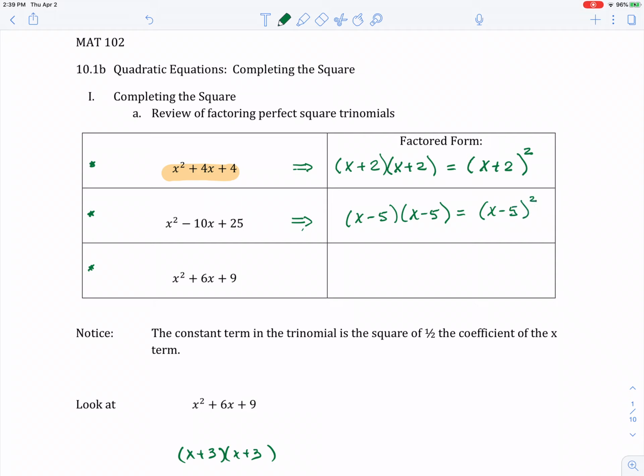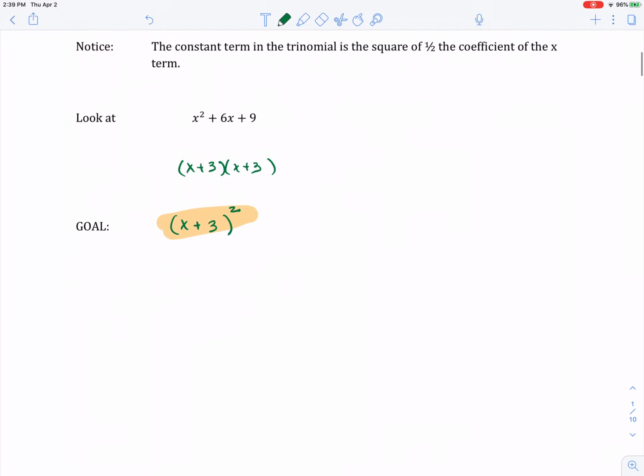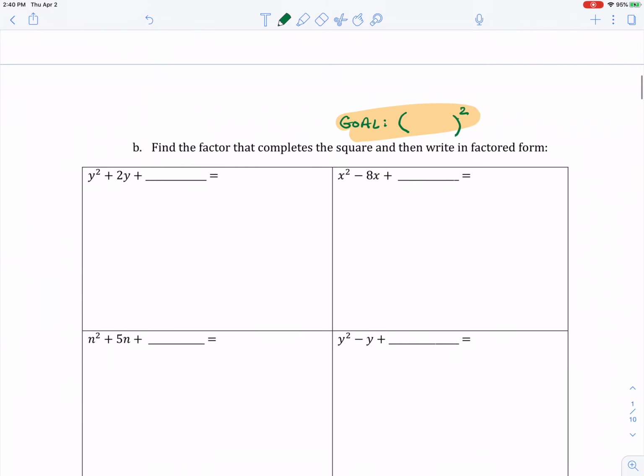All right, so our goal is going to be to generate an expression that looks like that. We're looking for a binomial in parentheses squared so that we can back up and use our square root property that we were using in the previous video. So here's an example of another trinomial square. You see how I've factored it, both x plus 3, and then writing that x plus 3 quantity in parentheses squared. So that's our goal.